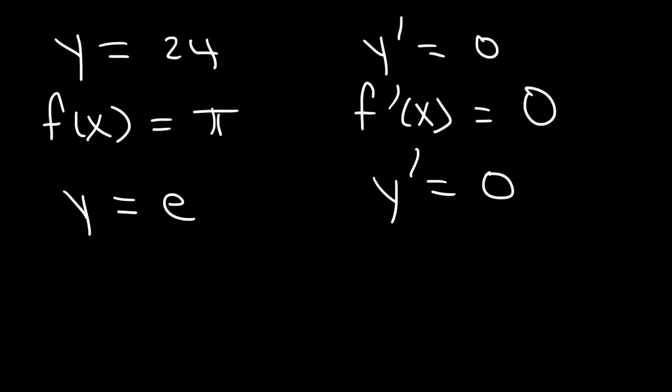So make sure you know which numbers are constants and which ones are not. But if you see a number by itself, or if you see pi or e, those are constants. And the derivative of any constant is 0. But now let's prove that.